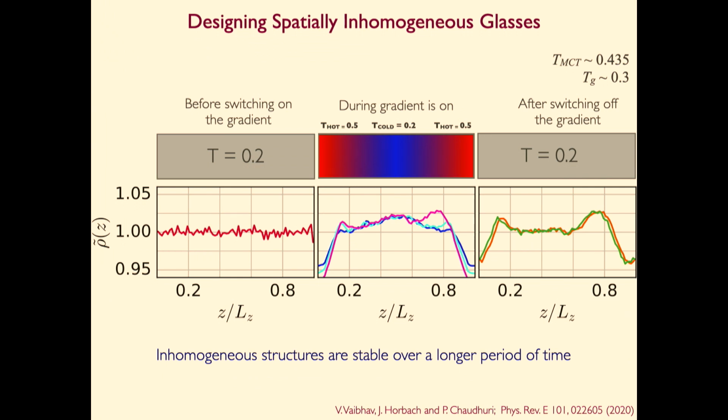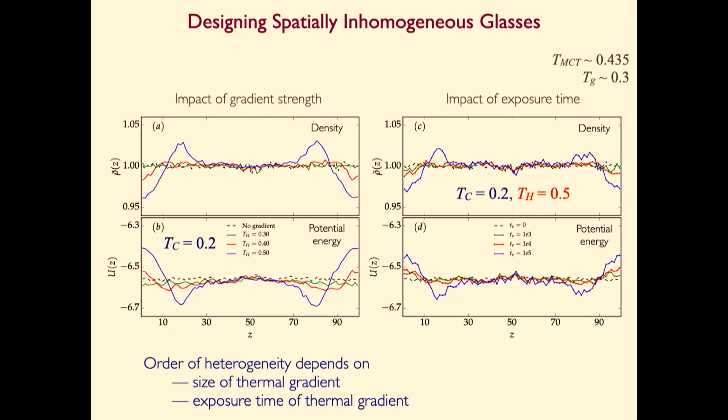And ultimately when you switch off the gradient and you return back to temperature 0.2, somehow this gradient profile in terms of density and other quantities that you have got when the gradient was on remains there in the material. And these inhomogeneous structures, what we get, the first question is whether they are stable or not. So we see that these inhomogeneities are present in the material after switching off the gradient for longer and longer time. So this is very important if we want to understand the shear response of these materials. So these structures are stable.